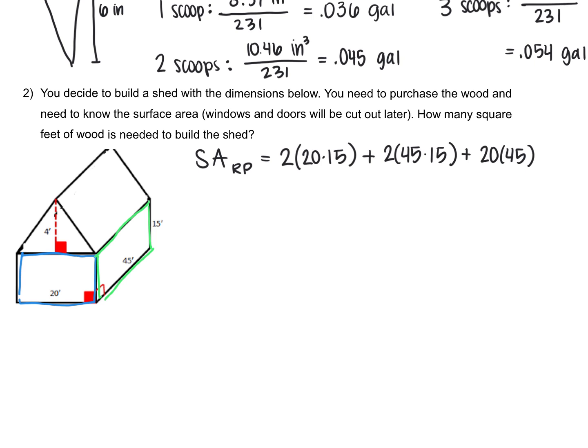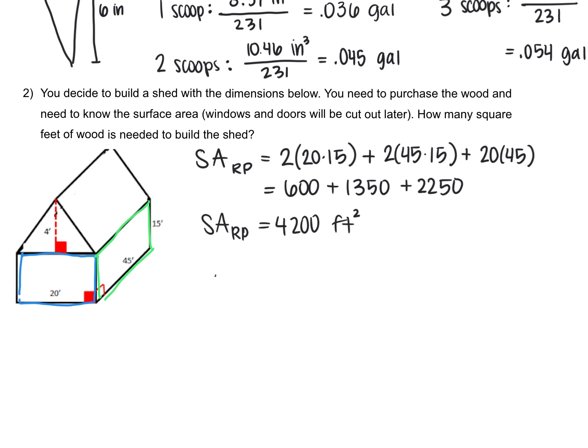So 20 times 15 times 2 is 600. 45 times 15 times 2 is 1350. And then 20 times 45, which is 2250. So 600 plus 1350 plus 2250 is going to give us a surface area of 4,200 square feet. So that's the first part. Now I need to find the surface area of the triangular prism.